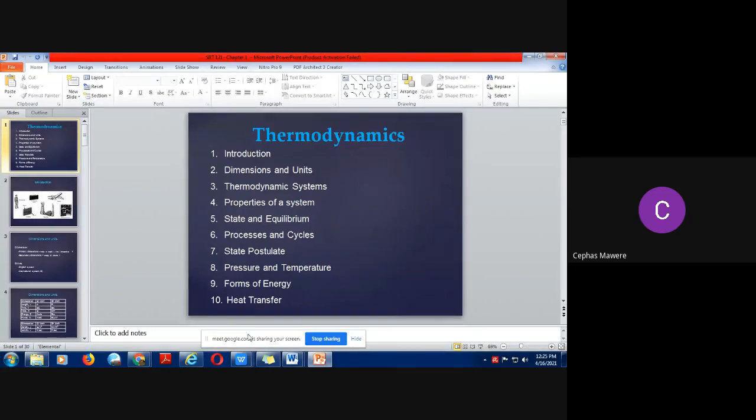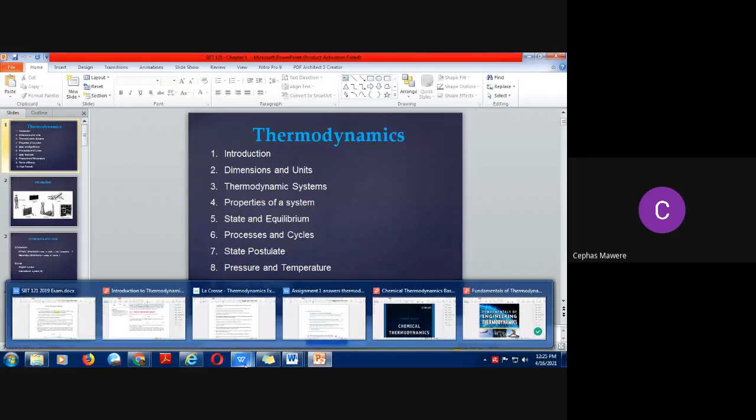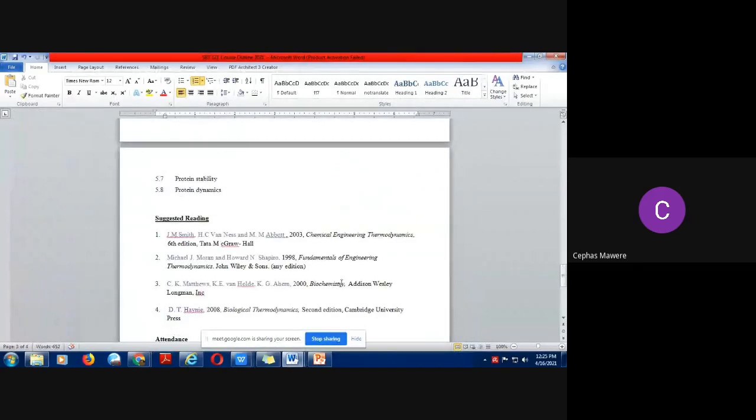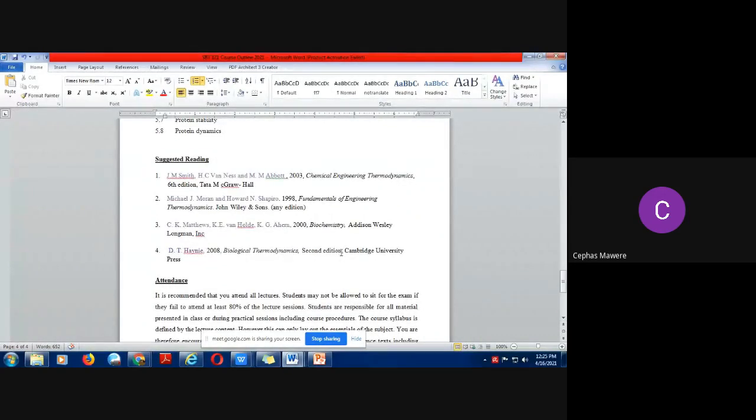But you'll notice that the way we understand thermodynamics, or each and every concept, varies from one person to the other. And so I've tried to ensure that in terms of our reference readings, we have different types of textbooks, such as Chemical Engineering Thermodynamics, 6th edition by J. Smith, and also Fundamentals of Engineering Thermodynamics by Michael Moran. You may also read Biochemistry by C.K. Matthews, or Biological Thermodynamics by Haynie.